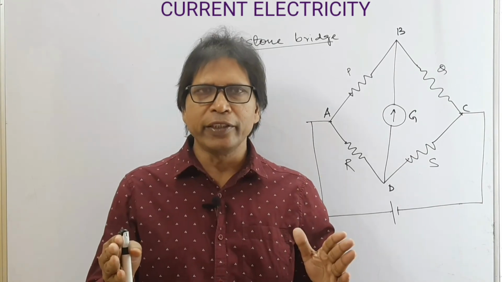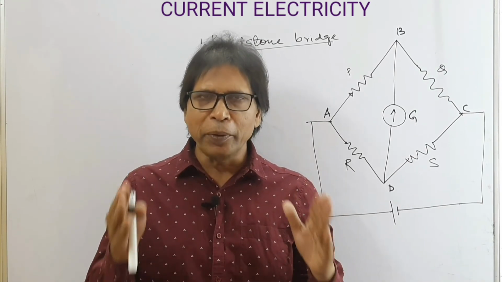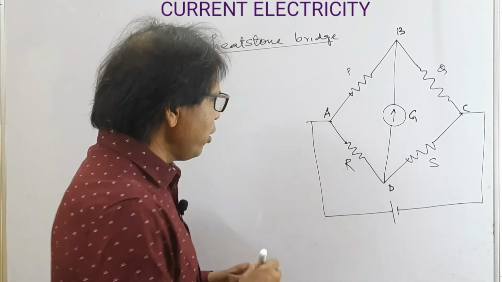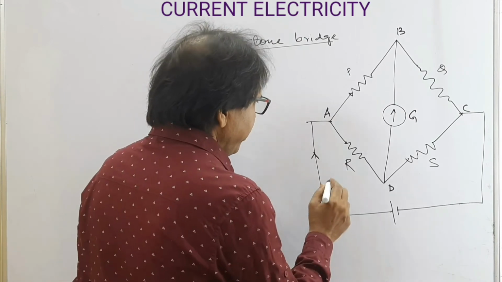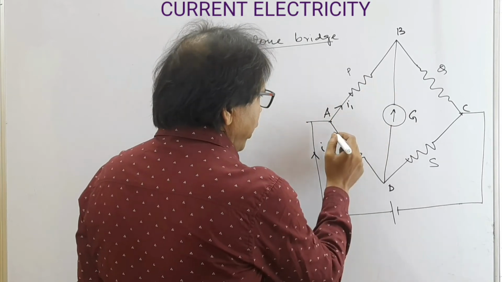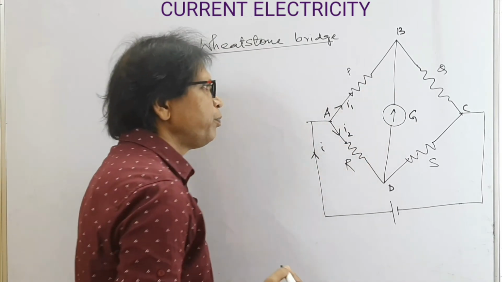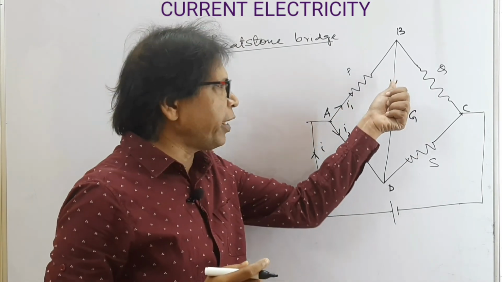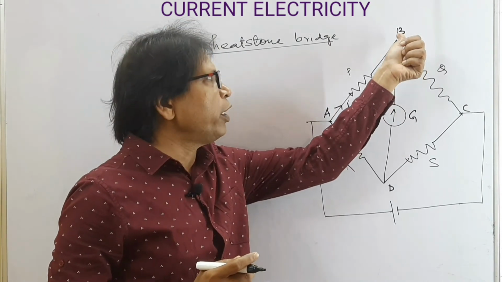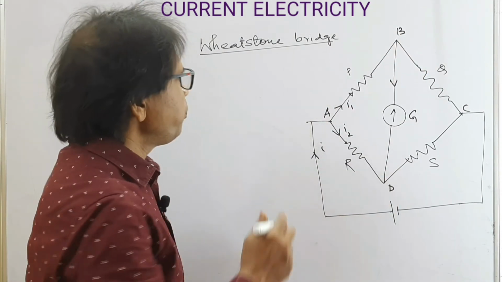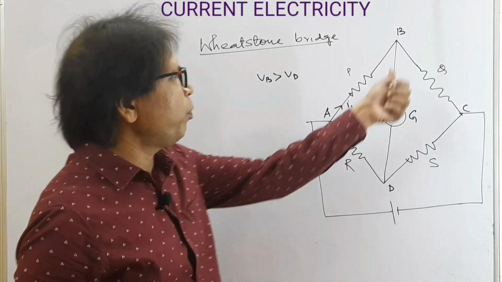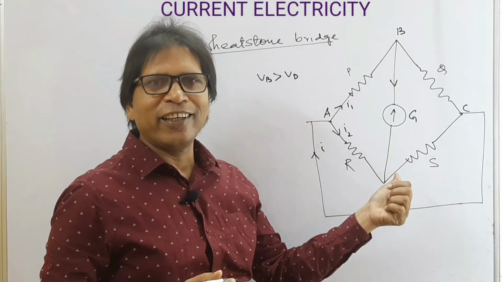In Wheatstone bridge, the position of galvanometer and battery can be interchanged. Now first of all, current I from the battery divides into I1 along P and I2 along R. Now the current through the galvanometer depends on the potential of B and the potential of D. If VB is greater than VD, then current flows from B to D.